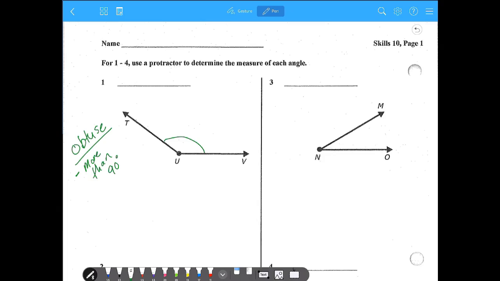Then get your protractor, put the vertex in that little hole right there. Be sure the bottom line matches here. And then you look at the numbers over here. And you know your number has to be more than 90, and that'll be your answer.